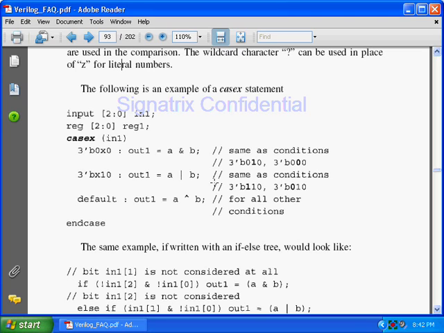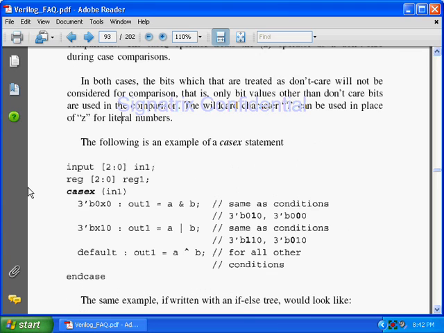Second one. 3'bx1z. In that case, only the middle one is compared. It will leave the z part out. It will not take z into comparison. In case of x, it will not take x and z both in comparison. And in case of z, it will not take z into comparison, but it will take x into consideration. That is all they are trying to say.